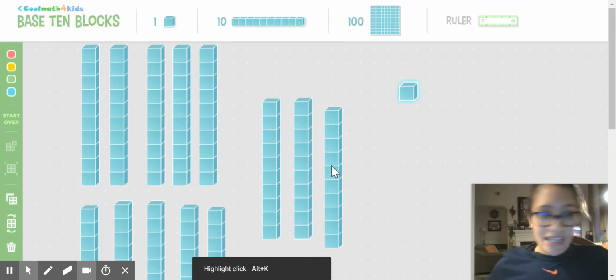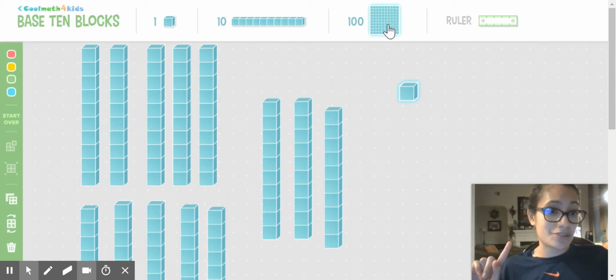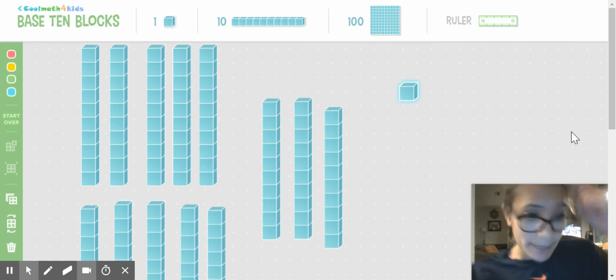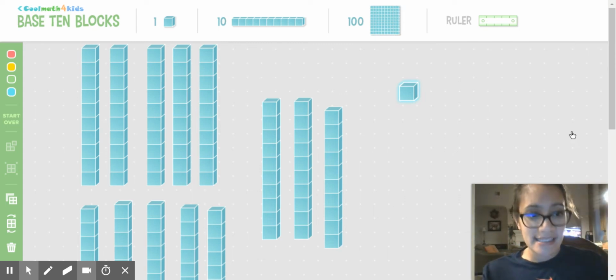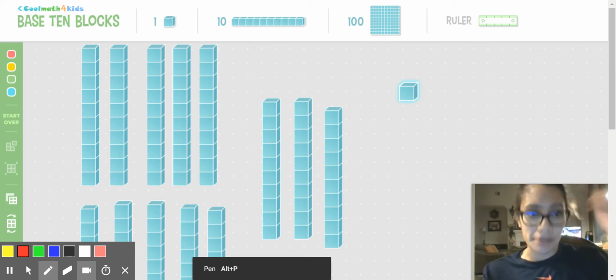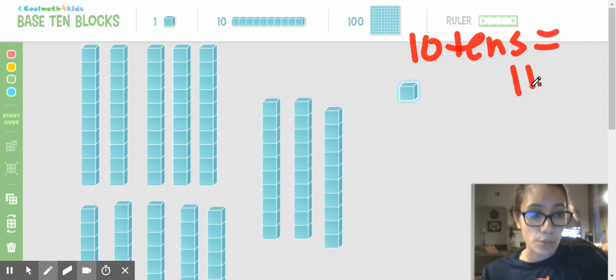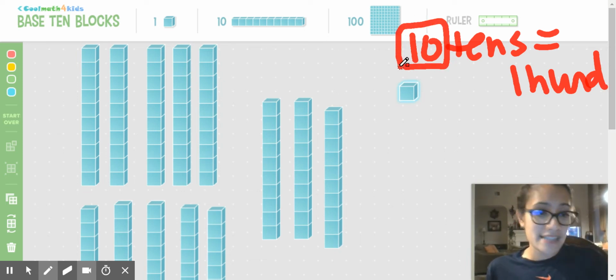Okay, guys, this is what we have, and I promised you that I would put some base ten blocks on my screen, but I will not put this 100 flat on there. So you have to think back in your brain, how many tens does it take to make that 100 flat? And this is something that you should always remember. 10 tens equals 100. 10 tens. So that magical power of 10. 10 tens equals 100.